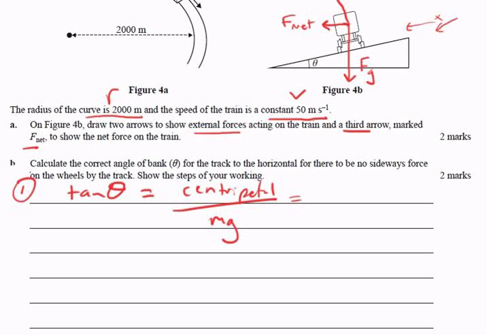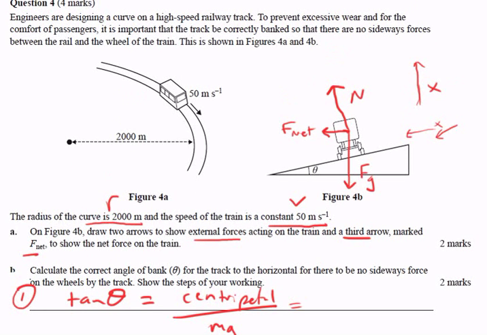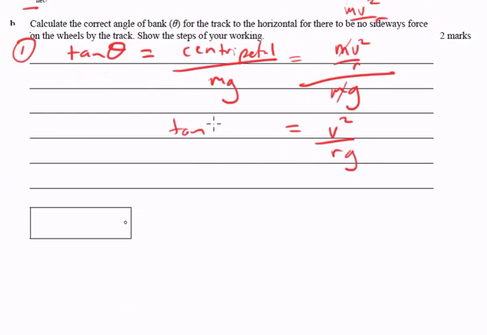A lot of people got as far as this, well, they started this question and started looking around for the mass, and there was no mass and they couldn't find it, and so they thought that I'd done something wrong or that I'd given up. But if you expand this out and put the centripetal force equals mv squared over r, what you'll see is mv squared over r, over mg. The m's cancel out, and you're left with v squared over rg. So tan theta equals that.